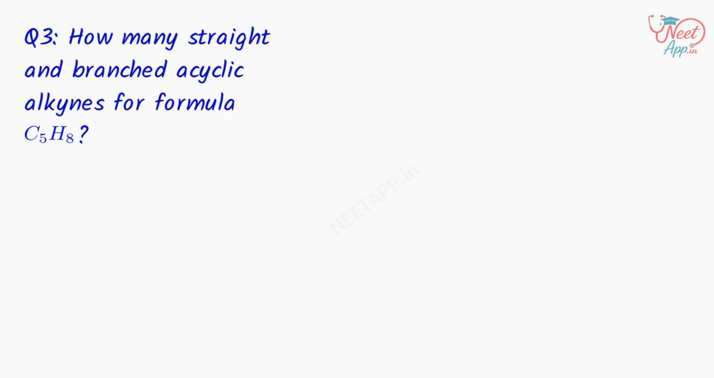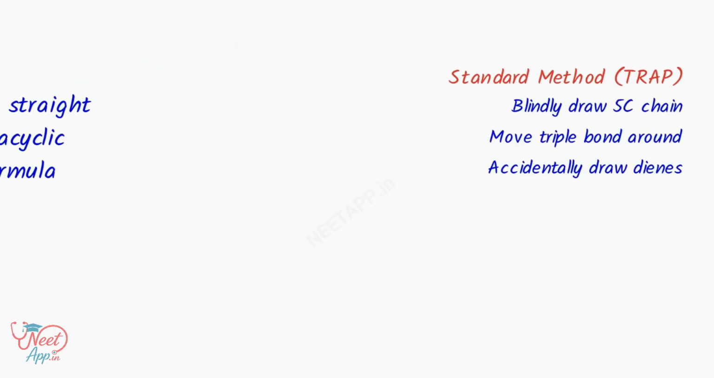Let's solve this complex question in 30 seconds. How many straight and branched acyclic alkynes are possible for the molecular formula C5H8? The standard method is a mess. Students blindly draw 5 carbons and move the triple bond around. They often accidentally draw a pentadiene instead of sticking strictly to an alkyne, wasting time and getting the wrong answer.